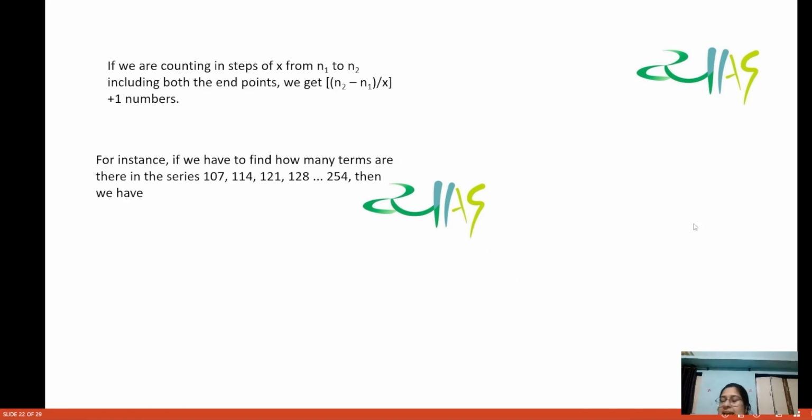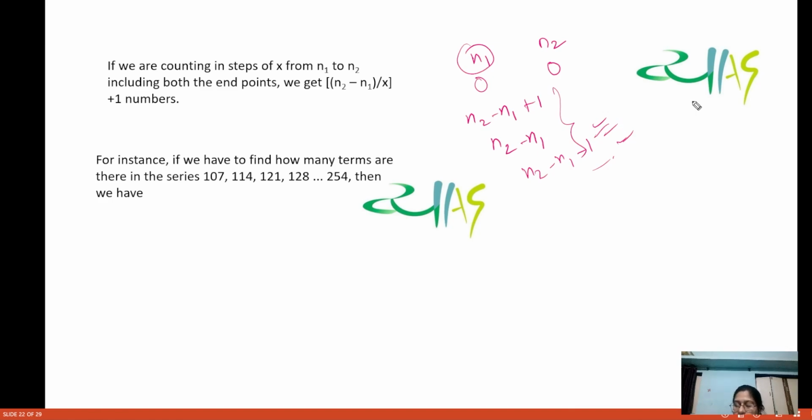And see how to count numbers, I have already told you. If you have to include both sides, then after doing n2 minus n1, add 1. If you have to include only one side, then keep n2 minus n1. I will call this n2, this n1. And if you have to exclude both, then we will do n2 minus n1 minus 1. So this is how we do it. This is the number counting principle I am talking about, which I have already explained to you all. So I hope everyone is clear with this. Now let's move forward.